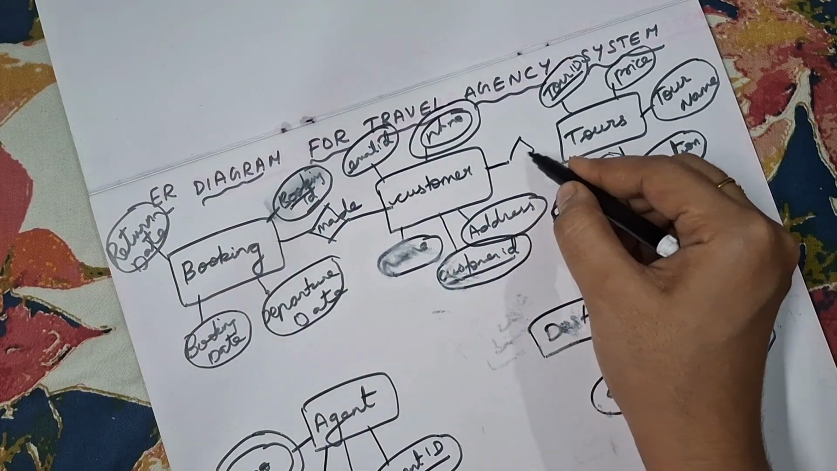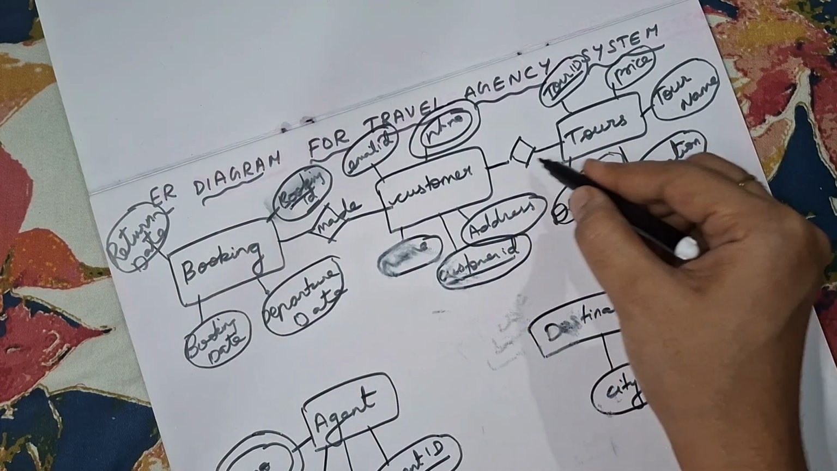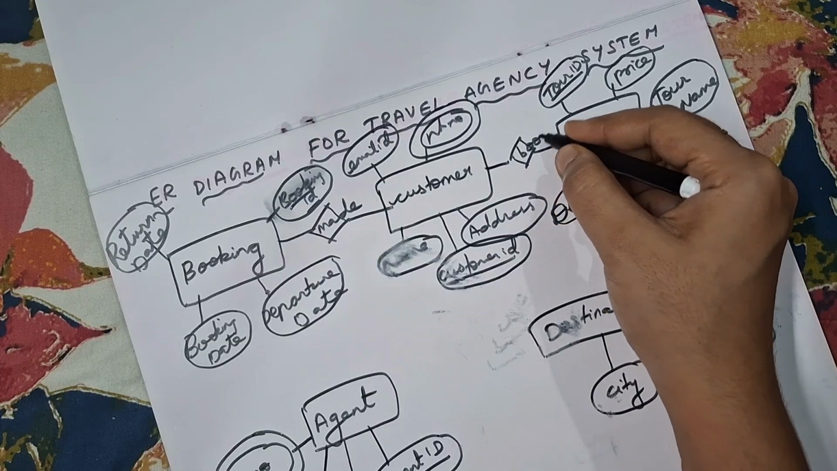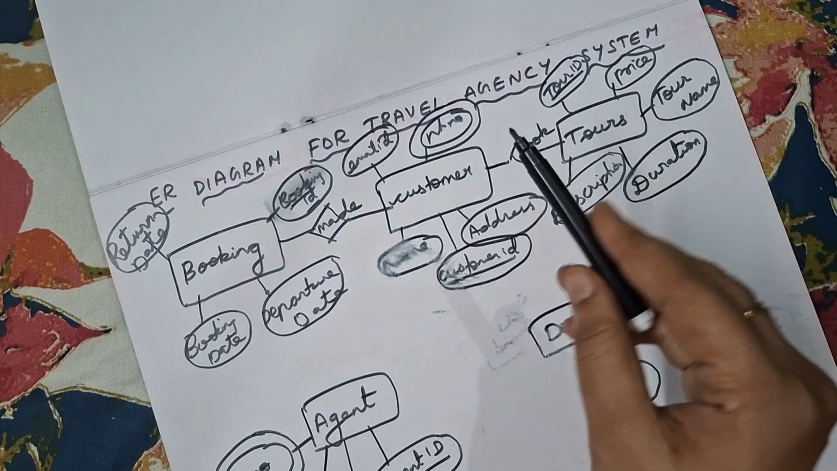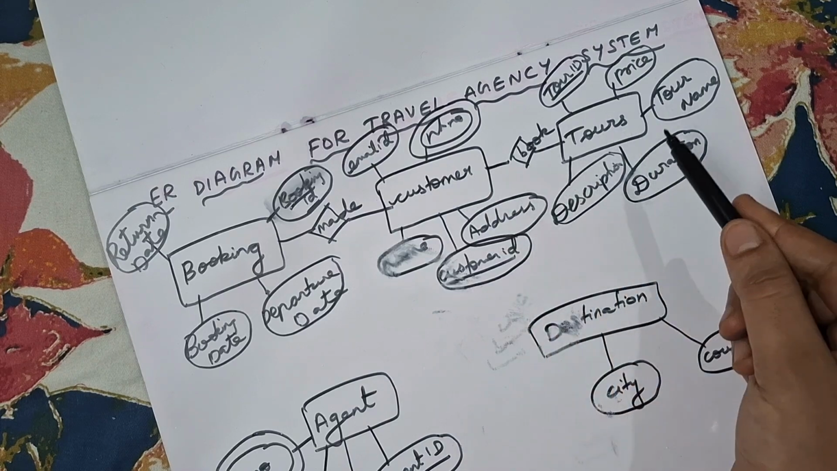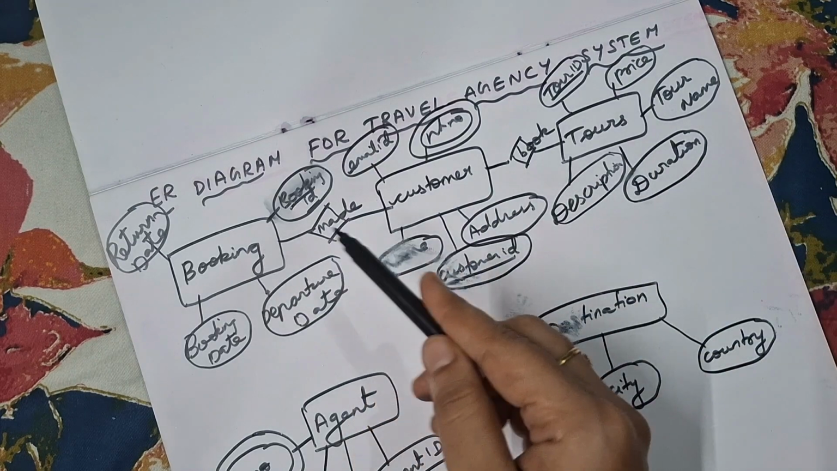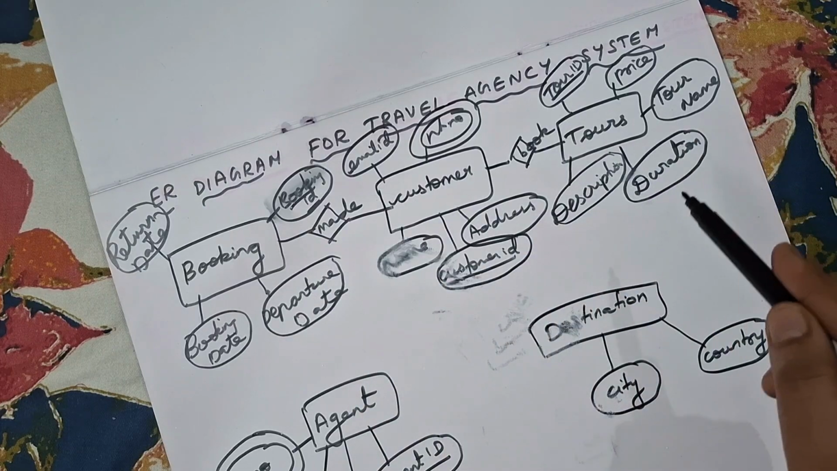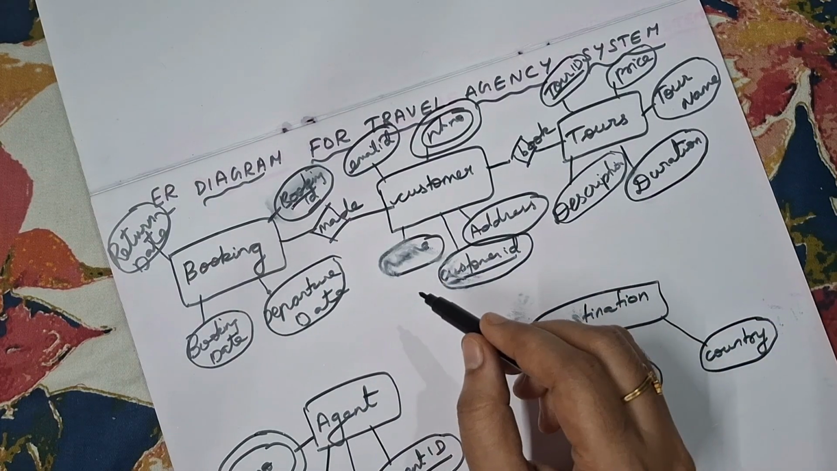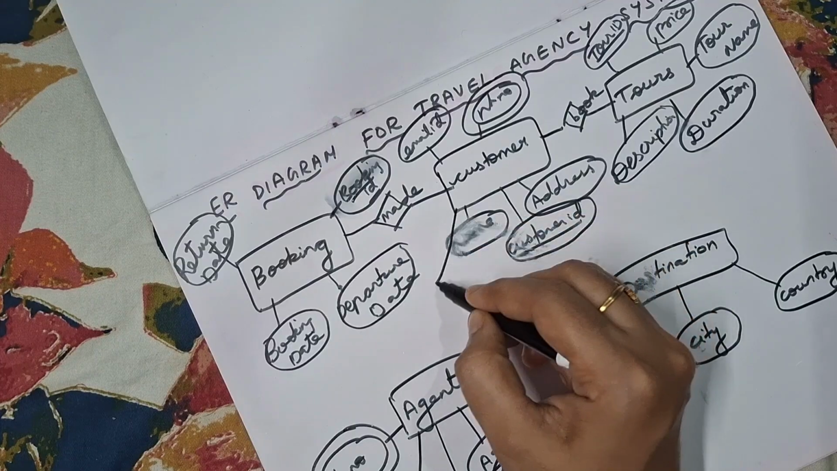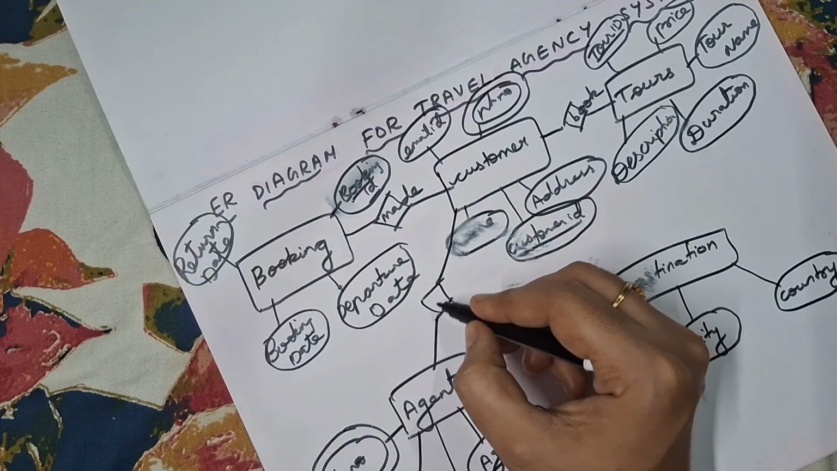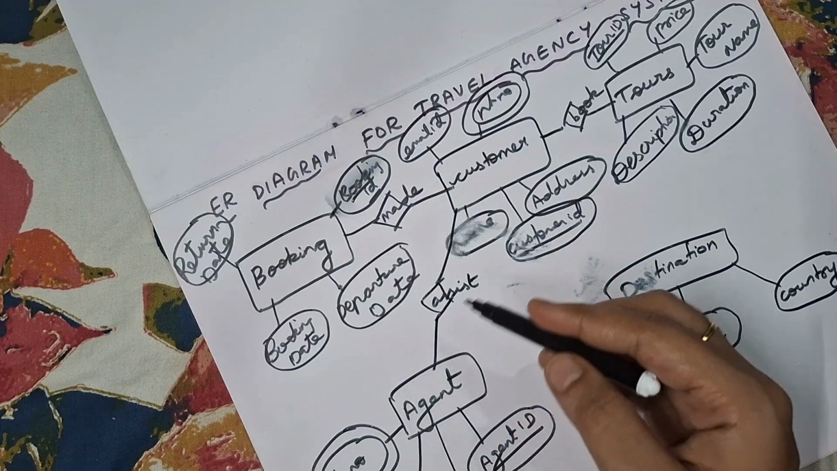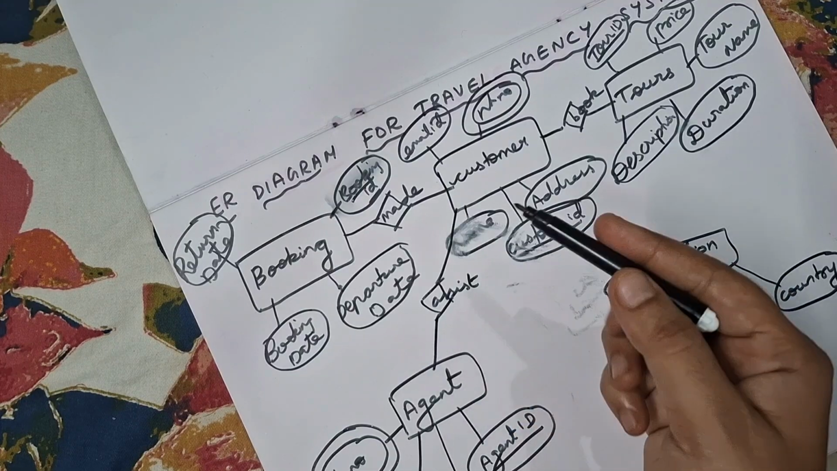Next, customer and tour entity, I'm connecting using a relationship and I'm writing book inside the diamond box because customer books for the tours. So booking is made by the customer and customer is booking for the tour is the relationship. Next, customer and agent, I'm going to draw a relationship and inside this I'm going to write assist. So agent will be assisting about the tour details to the customer.